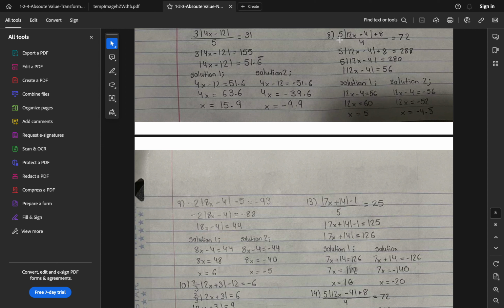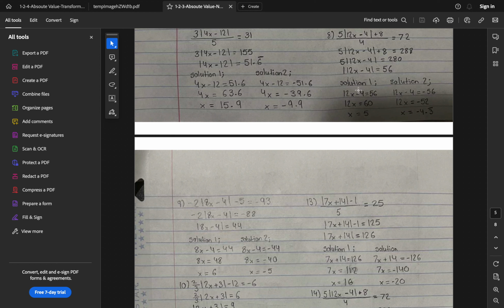All right, for number 8, it should be 5 times the absolute value of 12x minus 4, plus 8, divided by 4, is equivalent to 72. We isolate so that we only have the absolute value. That becomes step by step right here, and that gives us the absolute value of 12x minus 4 is equivalent to 56.